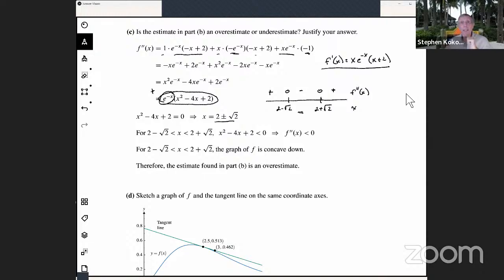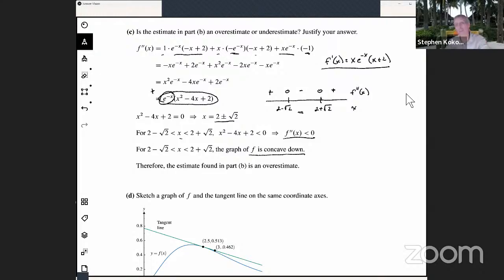All right, so what does this tell me? For x in this interval, f double prime is negative, and that means in this interval, the graph of f is concave down. So we found a neighborhood that contains those values in which the graph of f is concave down, and that tells me that I found an overestimate in part B.